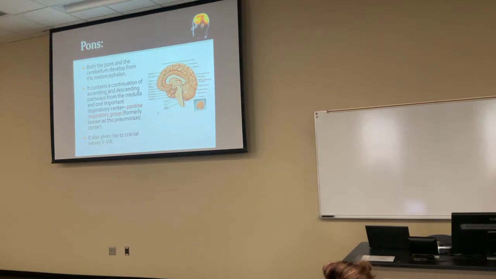Not important that you need to know which ones, but you know, when we looked at sheep brains, you could see one large cranial nerve. Well, you can actually see this on the brain models too. There was one large cranial nerve that came right out of the middle of the pons, and that was the trigeminal nerve. But it also gives rise to cranial nerves 6 through 8 as well.